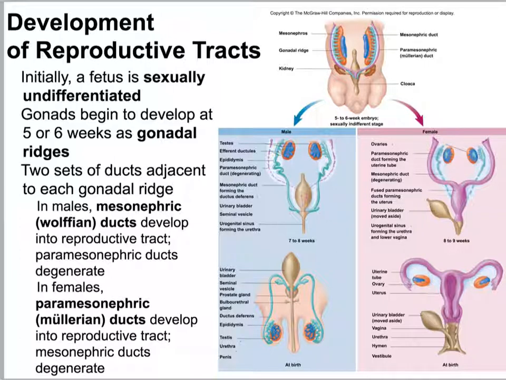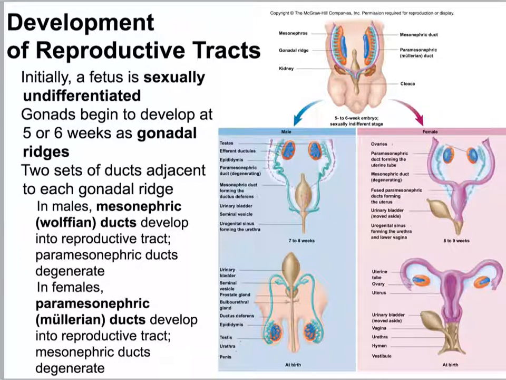All right. So first off, all developing humans are default female. If nothing happens, a fertilized egg will develop as a female. It is the presence of the Y chromosome that determines maleness. Actually, it's the presence of a specific gene on the Y chromosome, but we'll get to that in just a second.